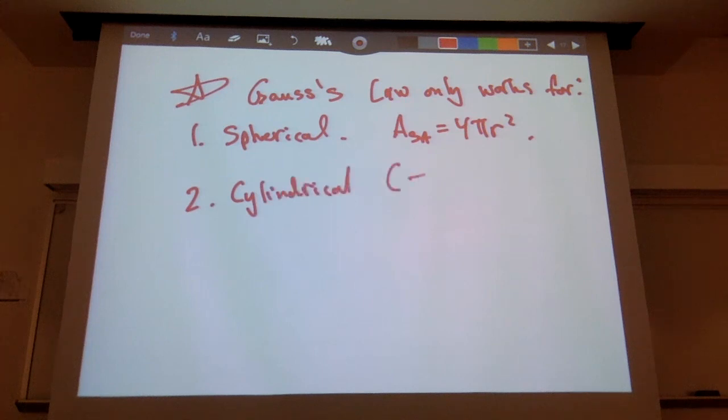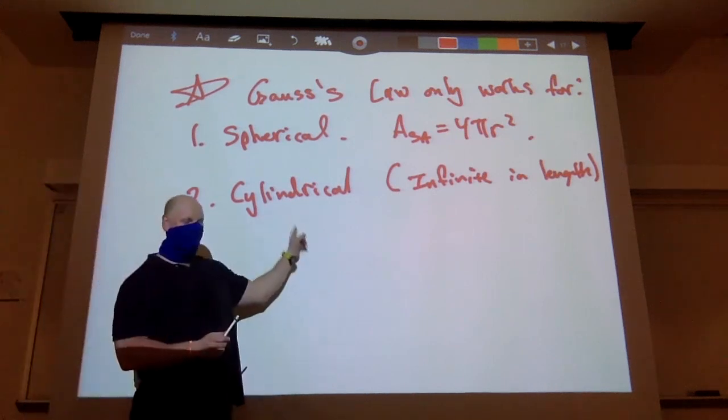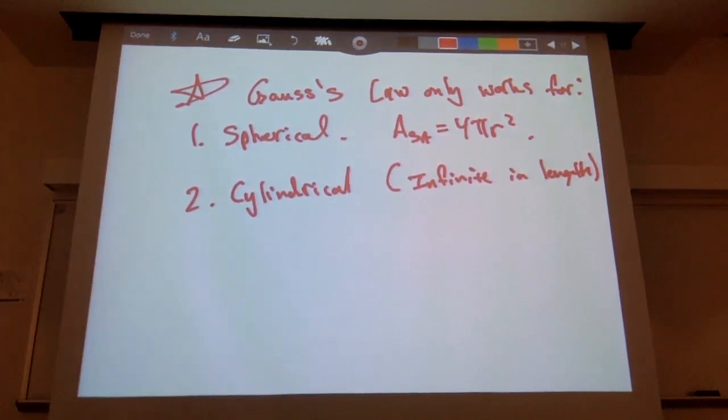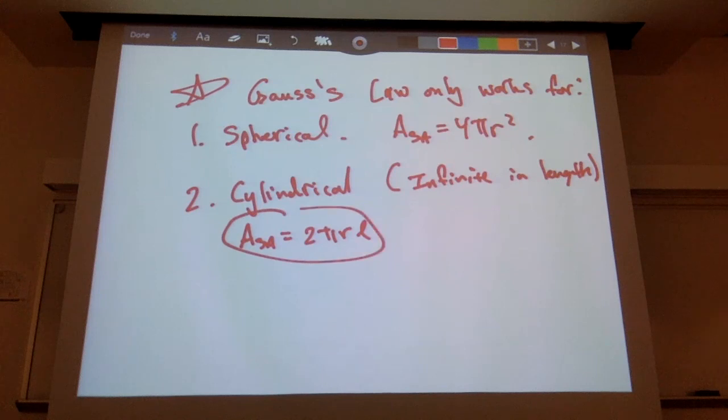But again, it has to be infinite in length. So a little more restrictive than spherical symmetry. In this case, the surface area now depends on the scenario. So typically, there's going to be 2 different surface areas. Surface area 1 is equal to 2 pi r times L. We'll deal with this on Monday. Or the surface area is going to be simply that of a circle, which is pi r squared. So these are two different scenarios.